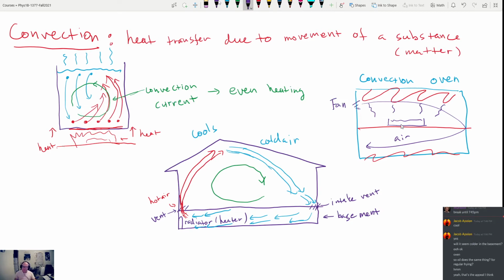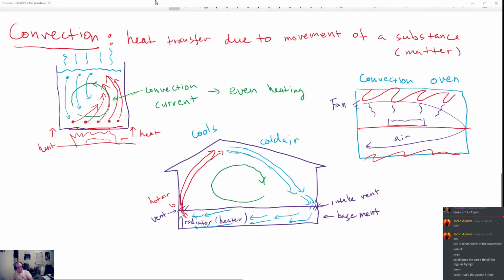Anyway, so that's convection, and we're not going to do any math because I guess we don't really have math for convection. We just kind of talk about it and understand that it's part of the heat transfer process, and it may be important in certain systems.